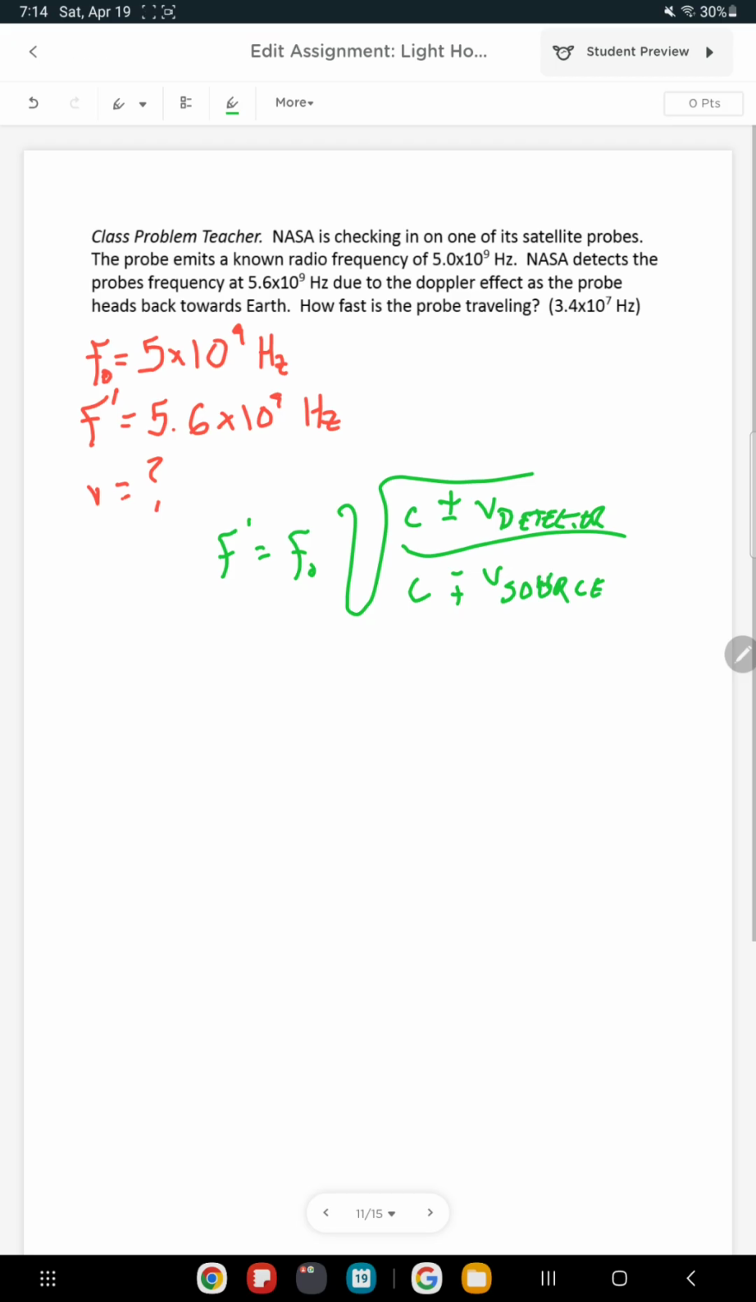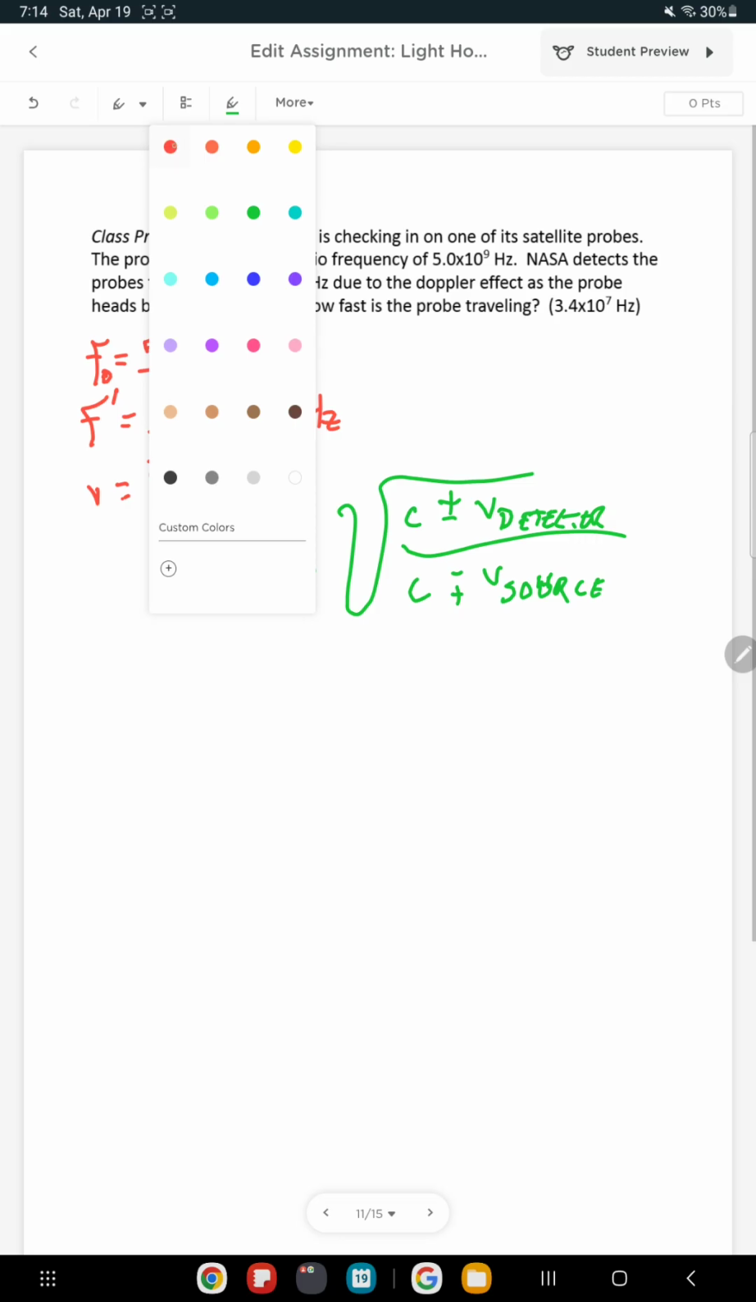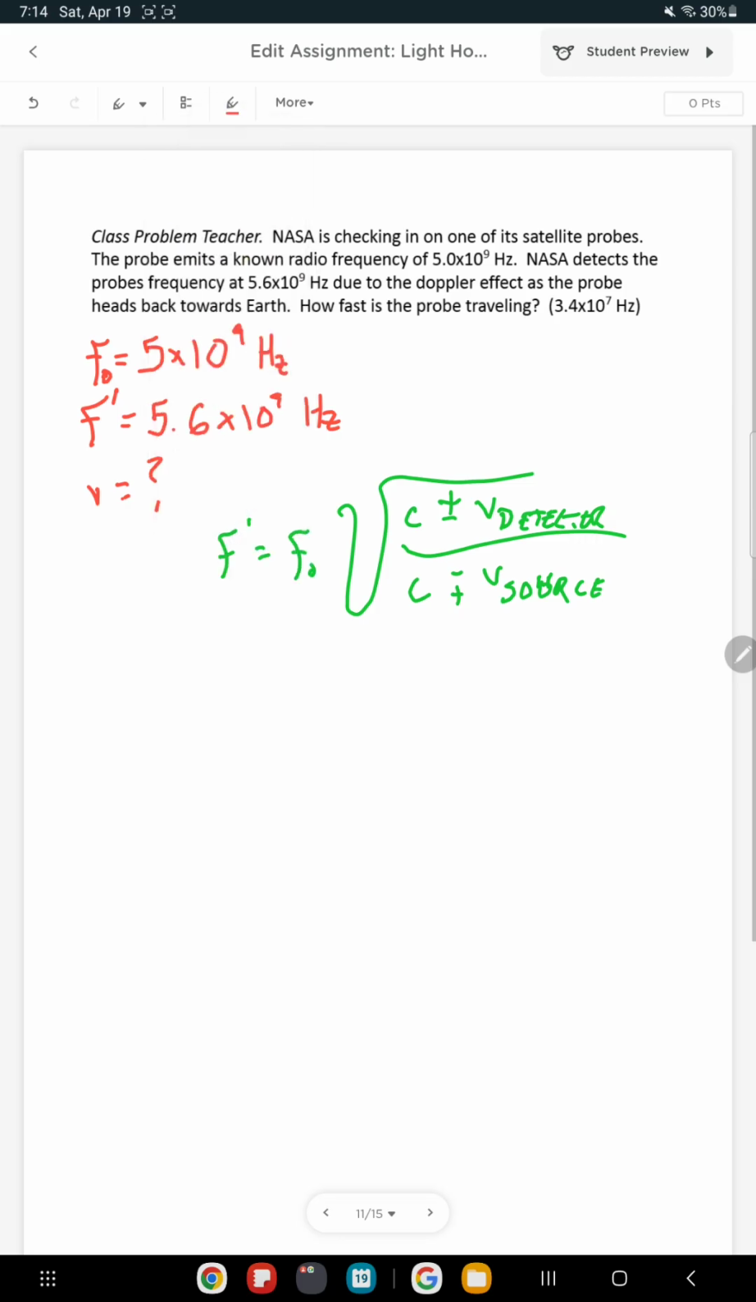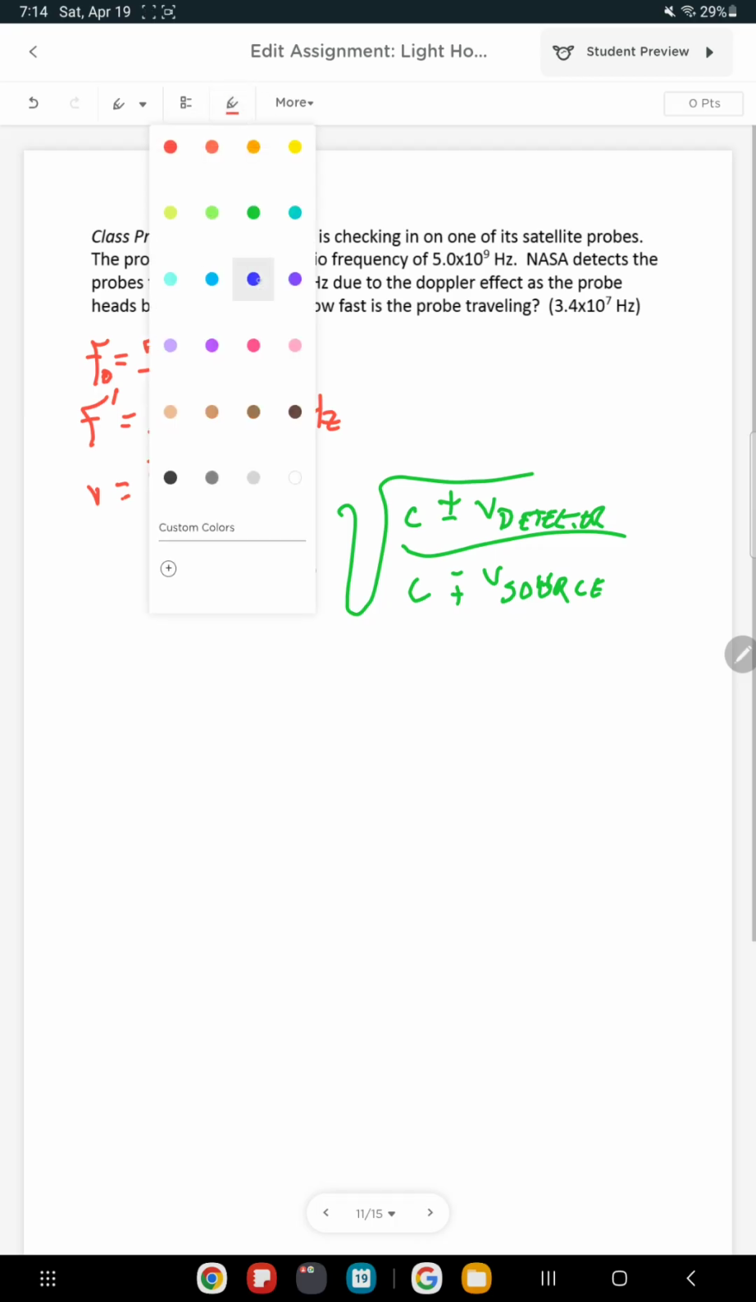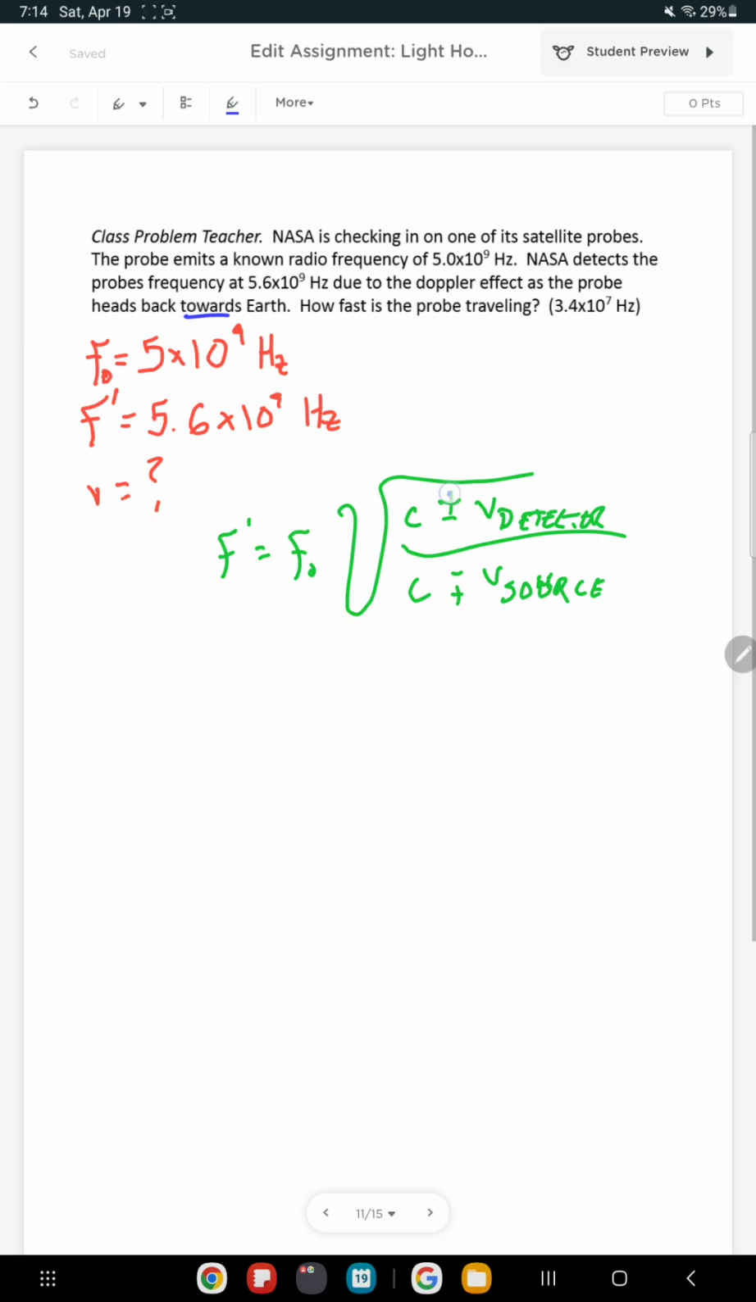And then you use the top plus or minus. Some books write this as two separate equations. I'm just trying to give you less to write or less to look up. You just use the top ones when it's towards, so towards is top. And if it was going away from you, then you would use the bottom, the negative and the plus.